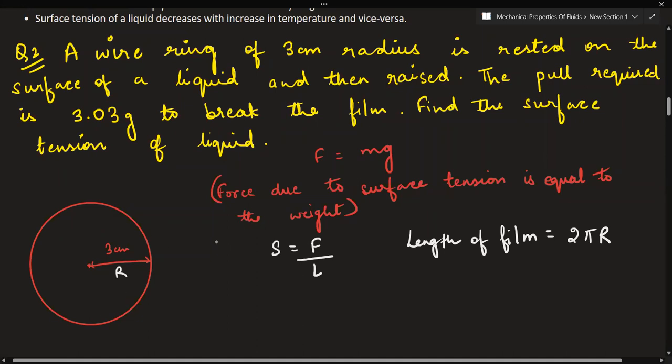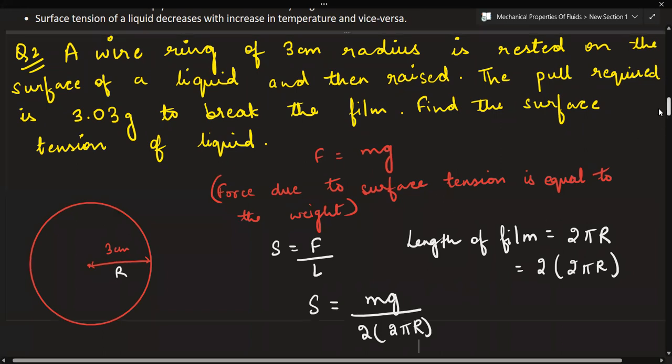Now see, since it is a film, it means soap film is there. So we have to double the length. So it means the length of the film would not only be 2 pi r, it would be 2 pi r multiplied by 2. All right. So now the force is equal to mg divided by 2 multiplied by 2 pi r, 2 times the perimeter of the circle. So now you have to substitute the values in this.